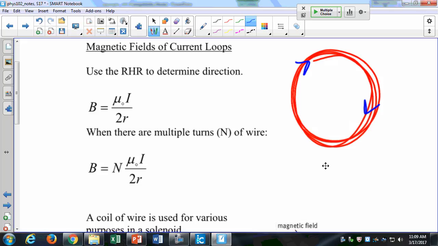There is a magnetic field due to that coil of wire, and it's given by this. This is the magnetic field at the center of this coil of wire. If there are multiple turns of wire, then you would just multiply that times n.